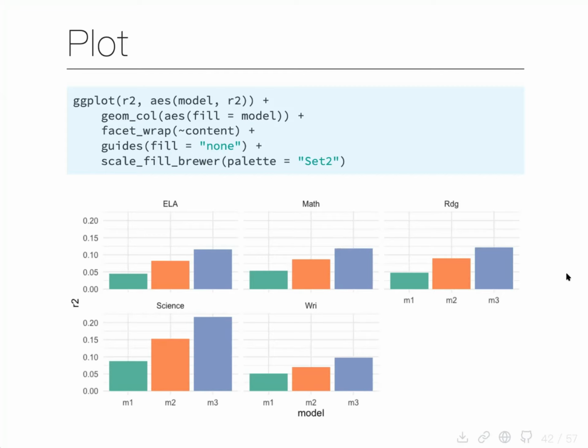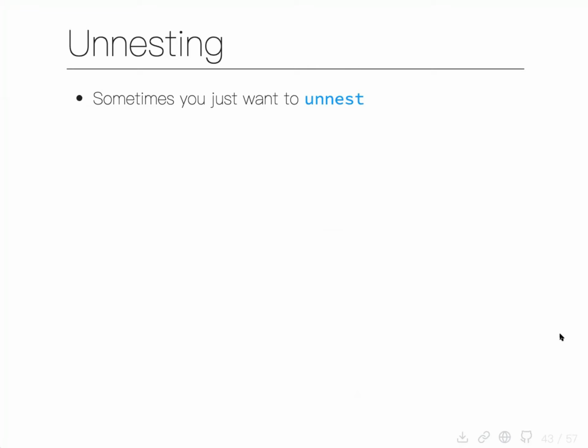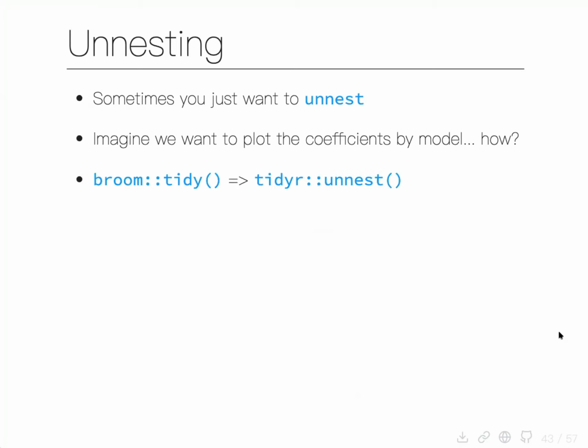Okay, unnesting, and we're going to get back to nest by and row wise here in just a second. But very often, you want to unnest the data frame that you have. Okay, so these nested data frames are super nice, but at a certain point, you might want to say, okay, now get me out of this nested data frame and just get me back to a normal data frame. So let's say we wanted to plot the coefficients by model. One thing we could do is apply the function broom tidy to every single model, and then we just unnest from there to get all of those coefficients.